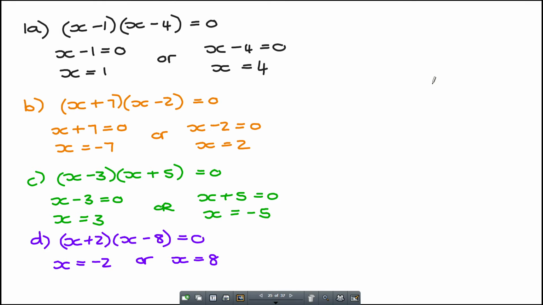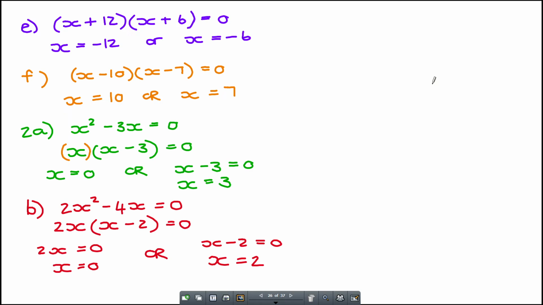Like if you were just to write x equals minus 2, you lose the mark that you're supposed to get. Did you not write x equals 8? I wrote it. I got it. Just like wrote x equals minus 2. Yeah, that's fine. Okay, can I skip? Okay, there's E, F, and then 2A and B. Quickly mark.